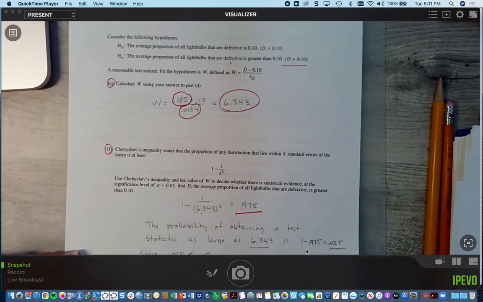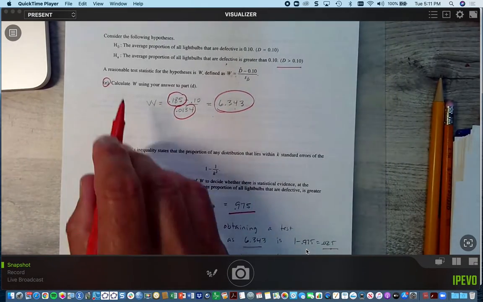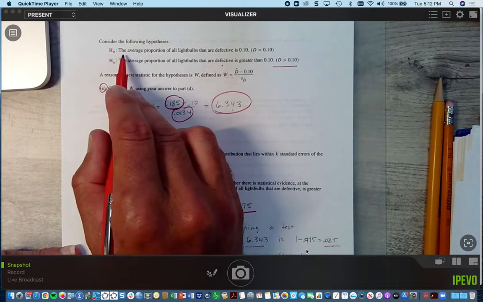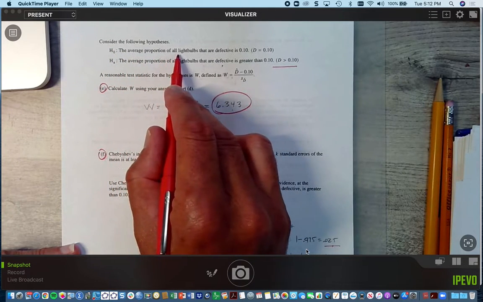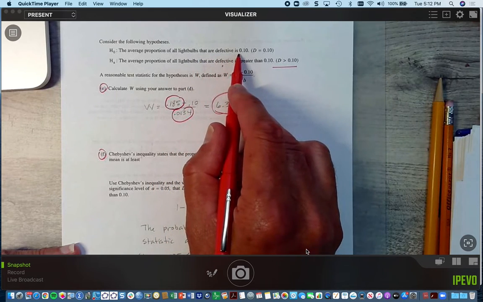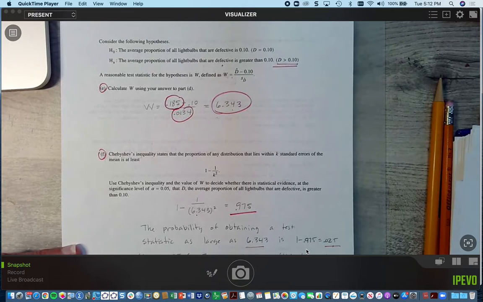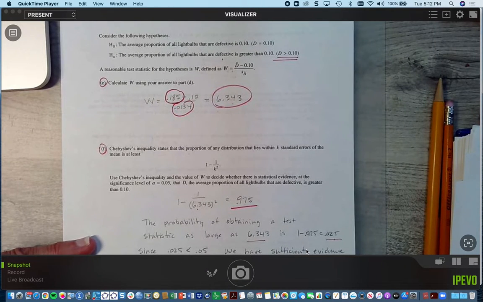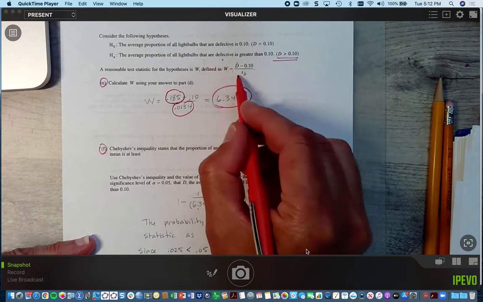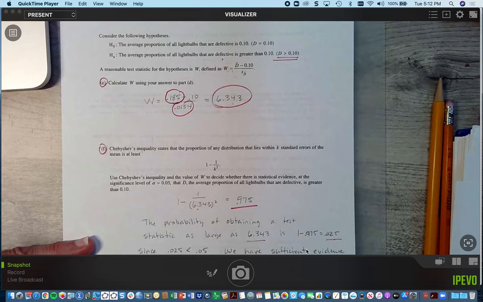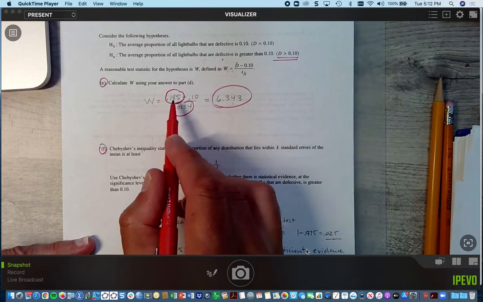And then we get a little bit further, and this is where the investigative task comes in. Consider these hypotheses. The average proportion of light bulbs that are defective is 10% versus the alternative that the percent of defectives is more than 10%. So a reasonable statistic is this. And again, for part E, they're just asking you to evaluate it. So we take our previous answers and plug them in.